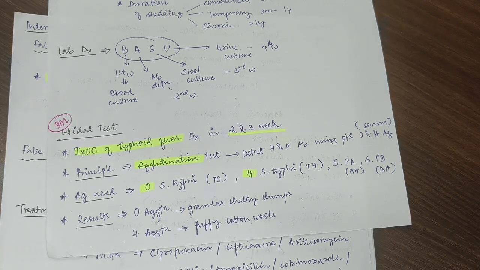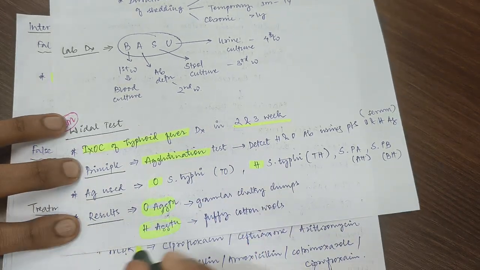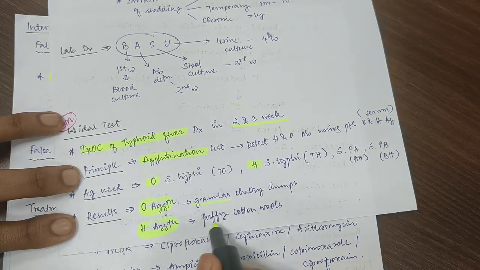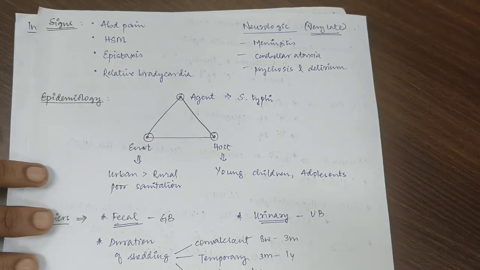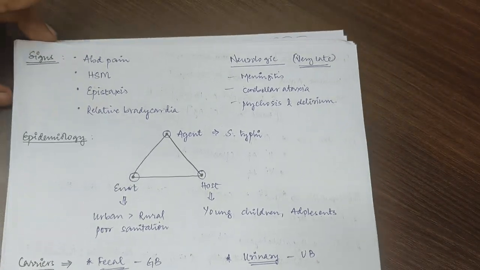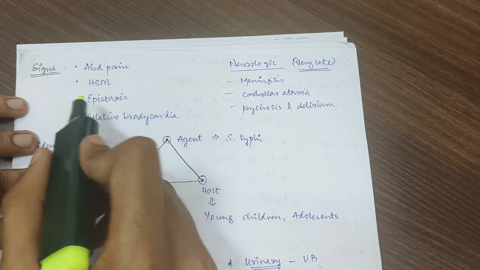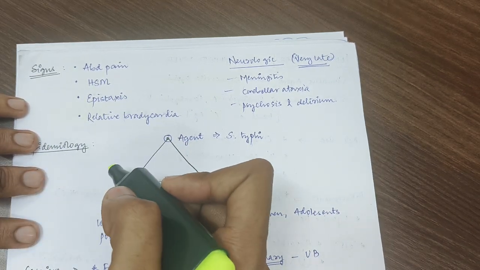So what are the results? Basically you are going to see 2 results. One is O agglutination, the other one is H agglutination. O agglutination is very granular, whereas H is fluffy. Coming to the signs of enteric fever: abdominal pain, hepatosplenomegaly, then epistaxis and relative bradycardia are the things you're going to focus on.